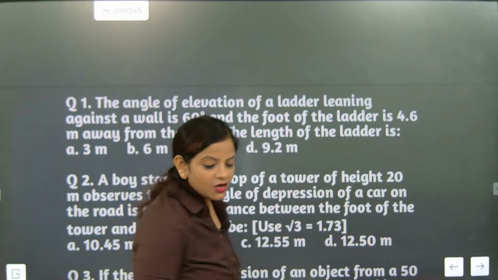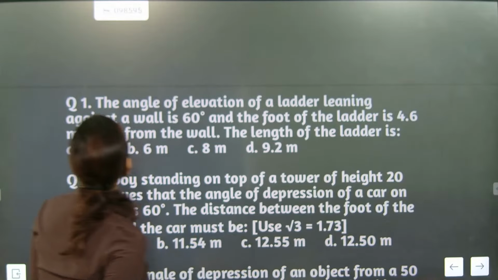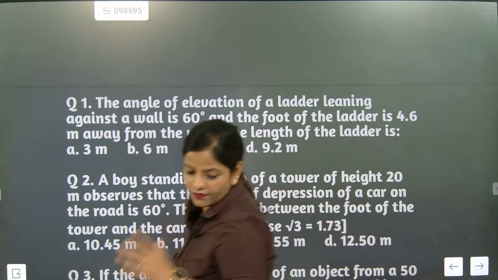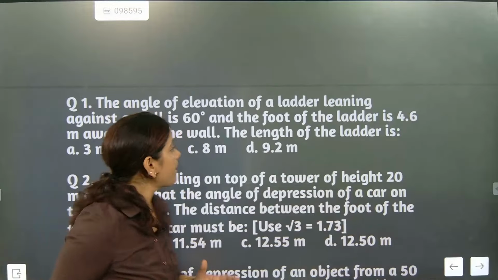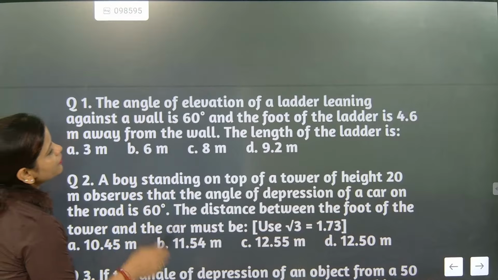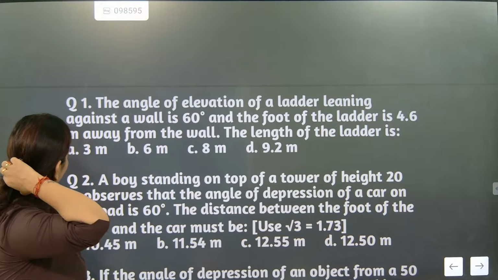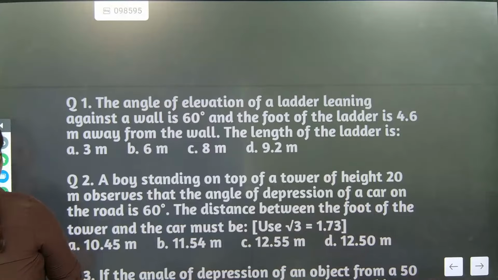Okay, fine. So now listen. The angle of elevation of a ladder leaning against a wall is 60 degrees. So what is the angle of elevation? The angle of elevation is 60 degrees. What they are telling is that the foot of the ladder is 4.6 meters away from the wall. What is the length of the ladder?